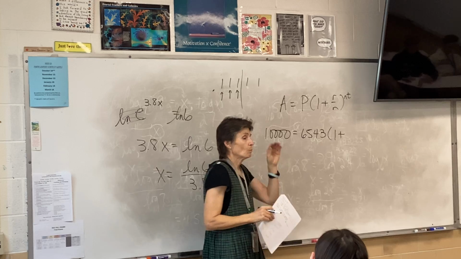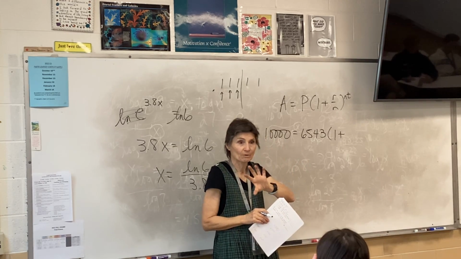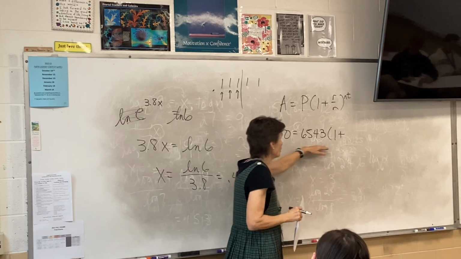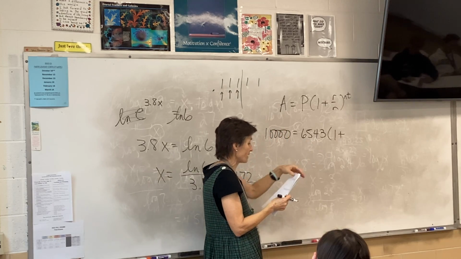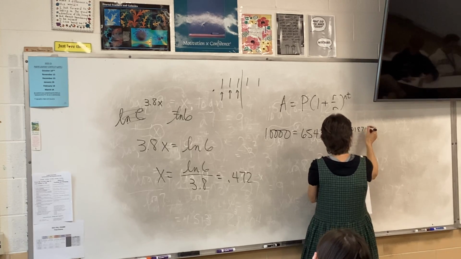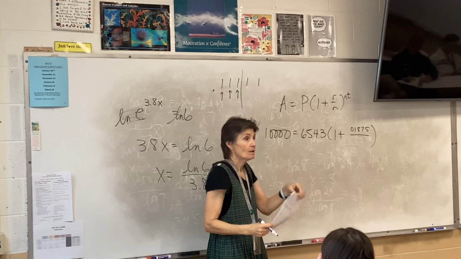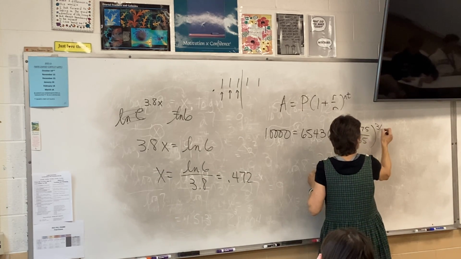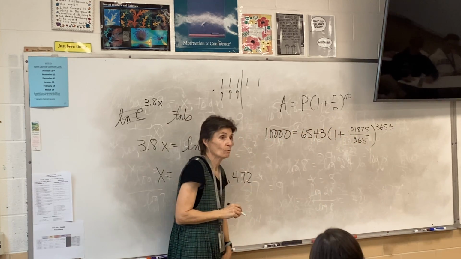Now, guys, we're plugging and chugging here. We're just plugging numbers in for the letters, so this is going to look just like that, just with numbers instead of letters. What's my interest rate? 0.01875. What's my N? 365. And my T is what I am looking for.